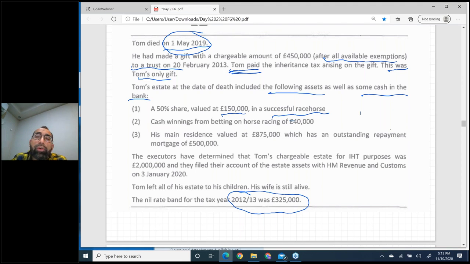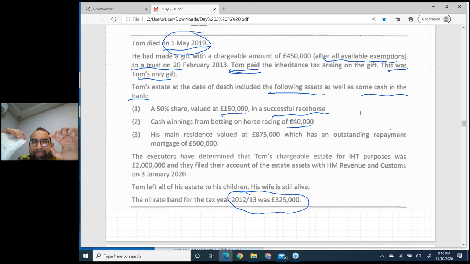And as I told you, at the time of death, whatever you own is part of your death estate. All assets are included in your death estate. So this 150,000 will be included as it is. Then cash winnings from betting on horse racing, 40,000. Yes, definitely this is your asset, you will include.